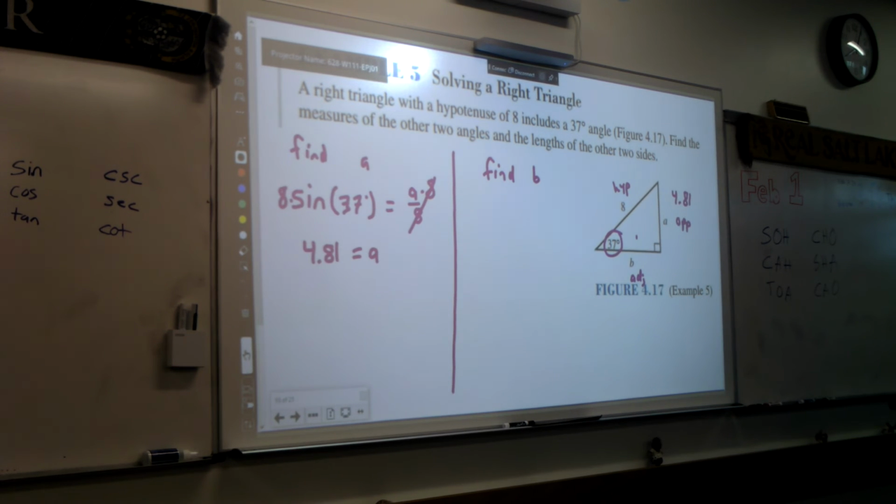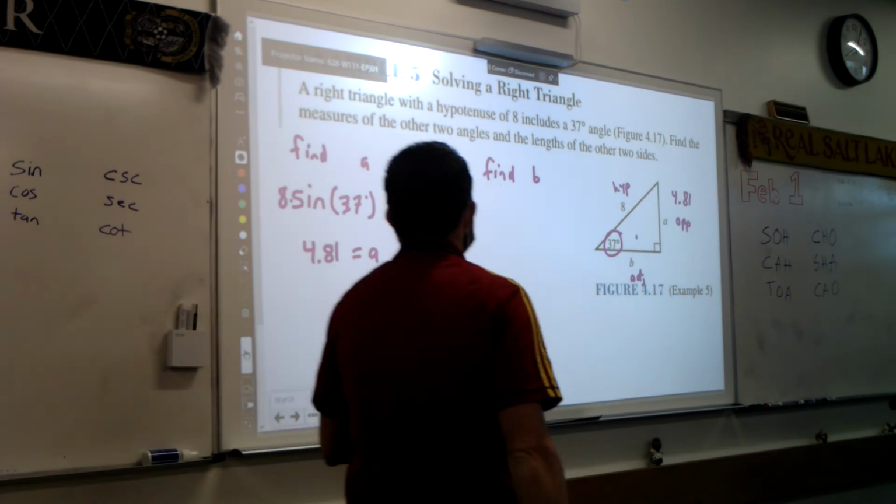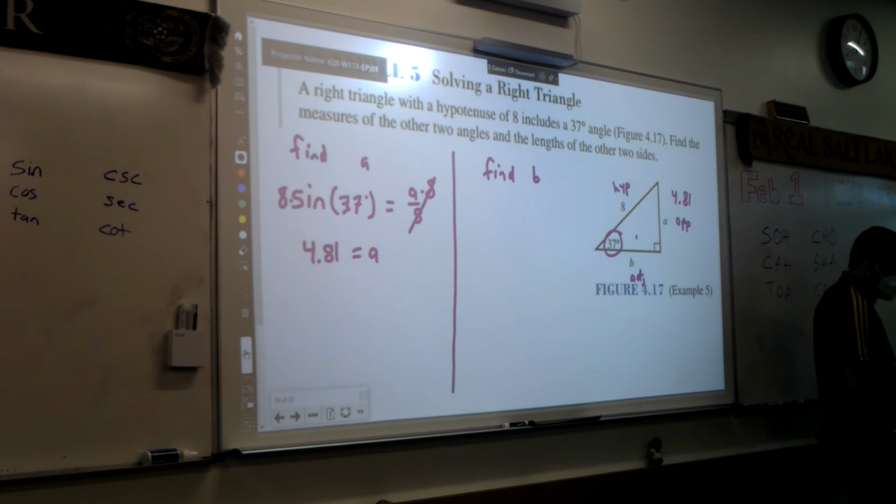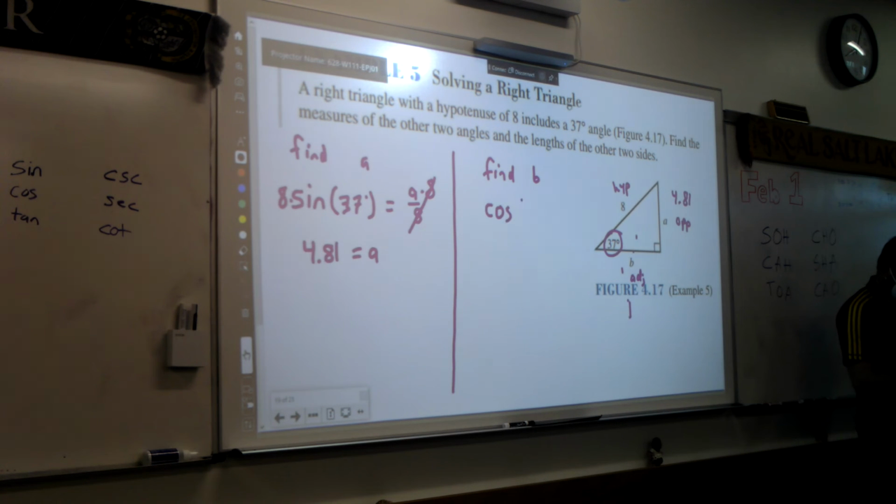Volunteers? Would be great if we could pick Sheila again. What are the odds? Parker, how'd you get B? So you take cosine 37. So it would be b over 8. And then you do the same thing, multiplying 8 to both sides. And cross it. What does that give you for B? You get 6.389.